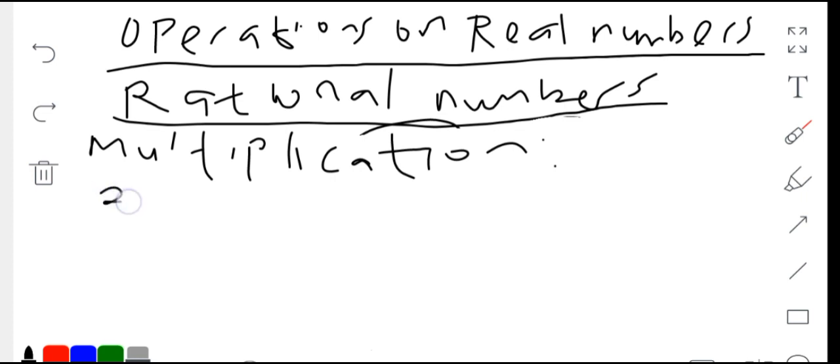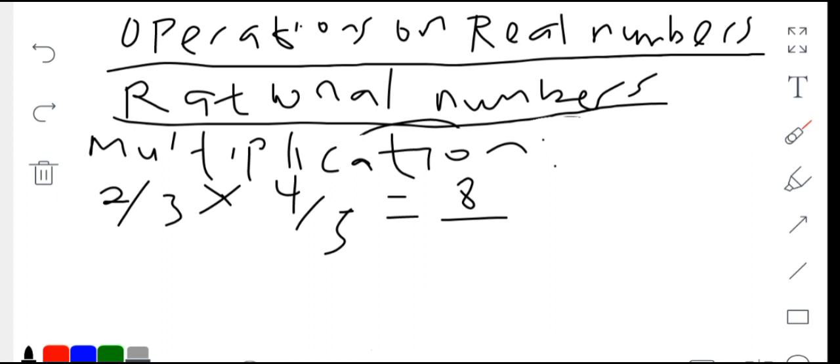So let's see, it will be 2 over 3 times 4 over 5. This is just simple arithmetic. Multiply numerator with numerator and denominator with denominator. Numerators are 2 and 4, so 2 times 4 is 8. Denominators are 3 and 5, 3 times 5 is 15. So you still get a rational number. That is, multiplication of a rational number by a rational number gives us a rational number. Division now.